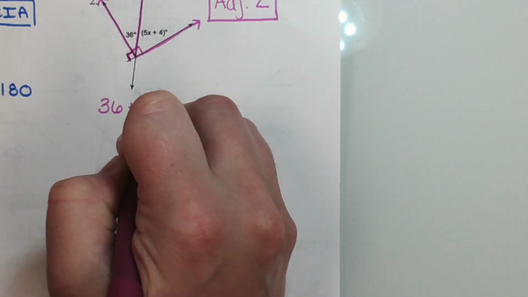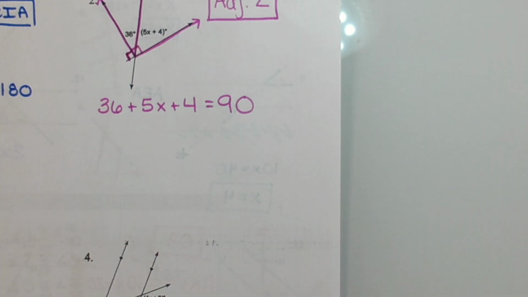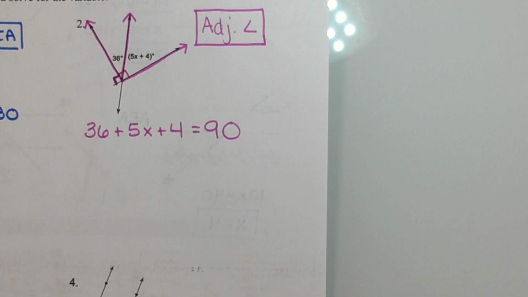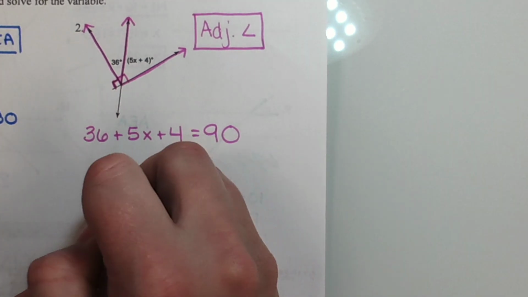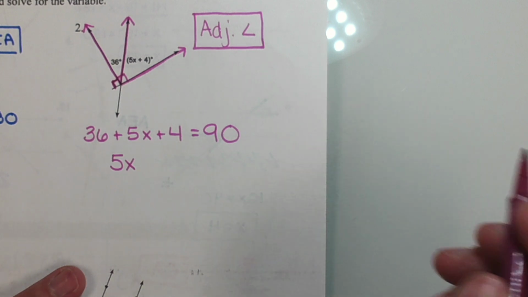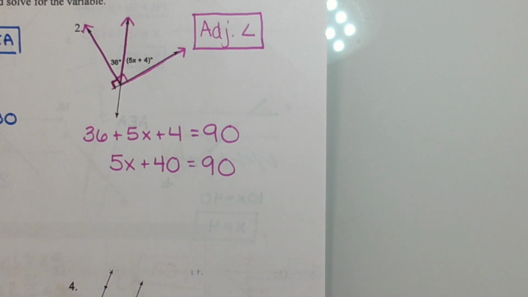Again, I would be missing some steps in the proof, but this isn't a proof. Jada, if I want to solve, what would you tell me to do now? Simplify, and what would we get? Hint, there's a 5x. 40. Plus 40 equals 90. And that would be simplify.